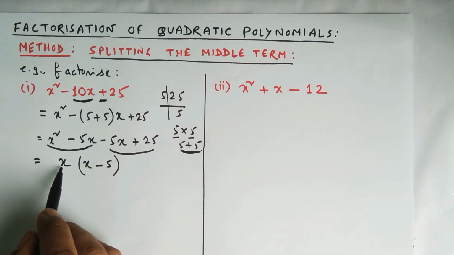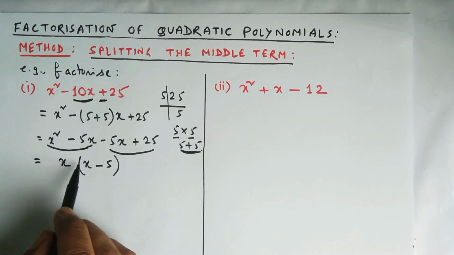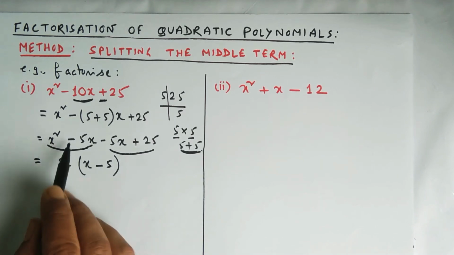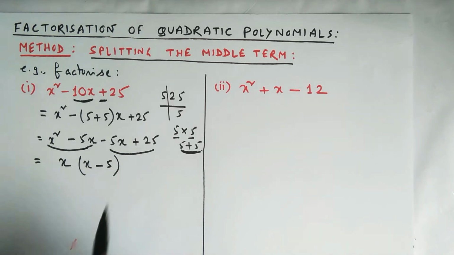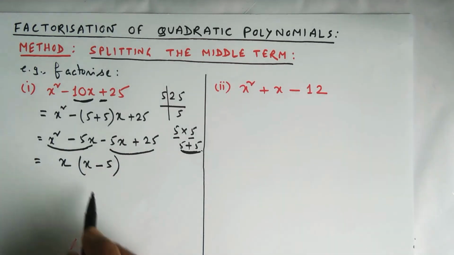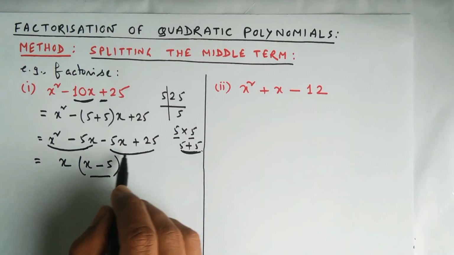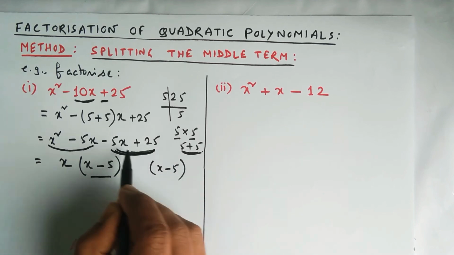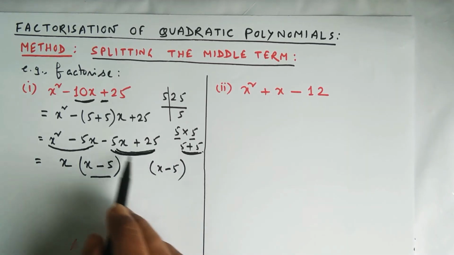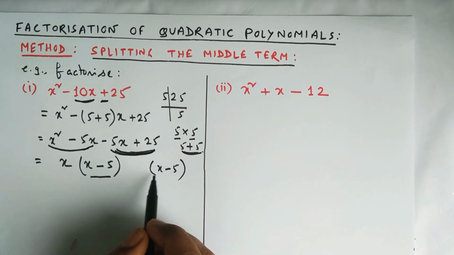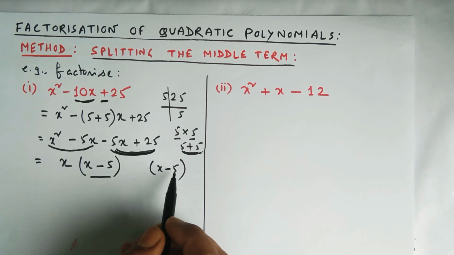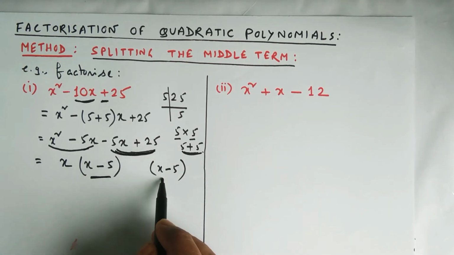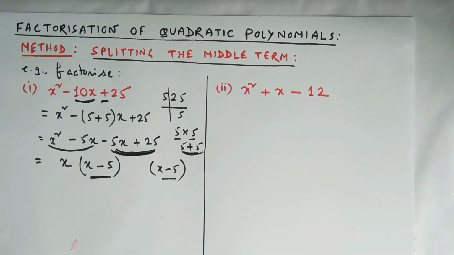Check it once again. x into x is x square, correct. Here the signs are plus, x into x, x square. Here plus, then minus, plus minus is minus, x into 5, 5x. Whatever term we get within the bracket, the same term should be obtained within the bracket for the other two terms also. If it is x minus 5, after taking common, here also we should get x minus 5 only, not x plus 5 or anything else. So beforehand I can write it now.